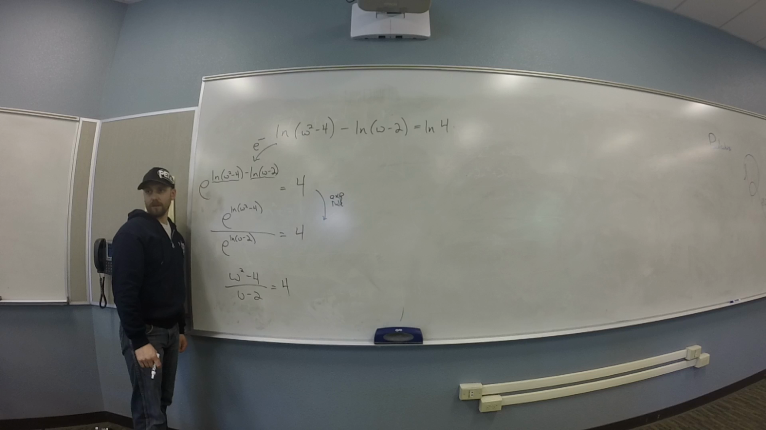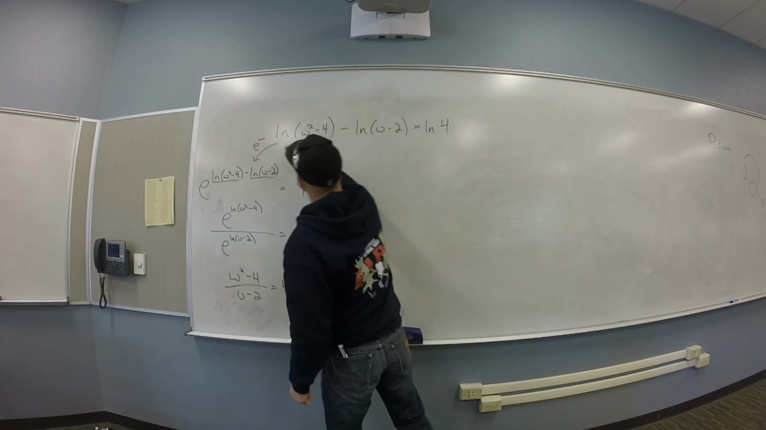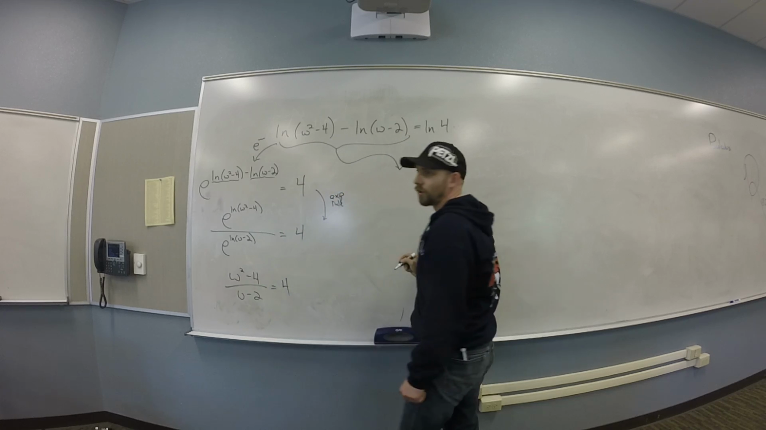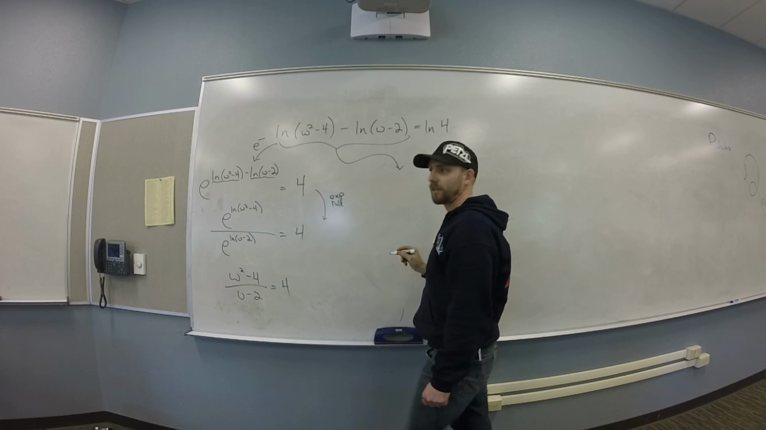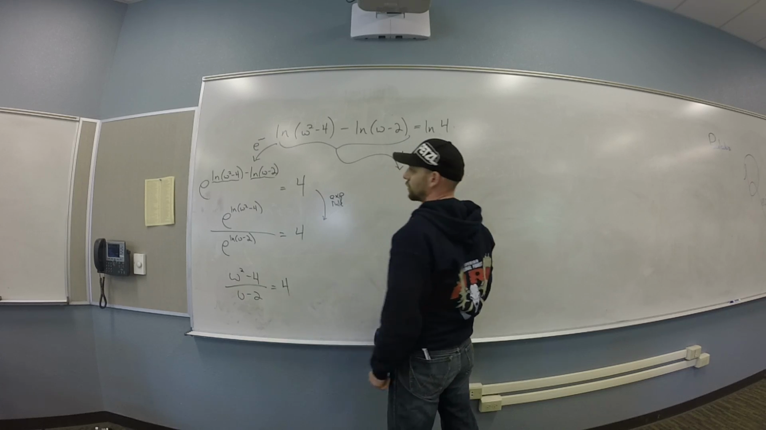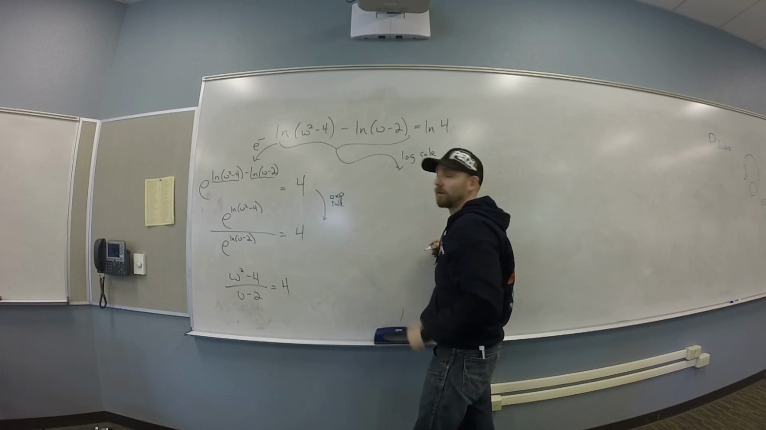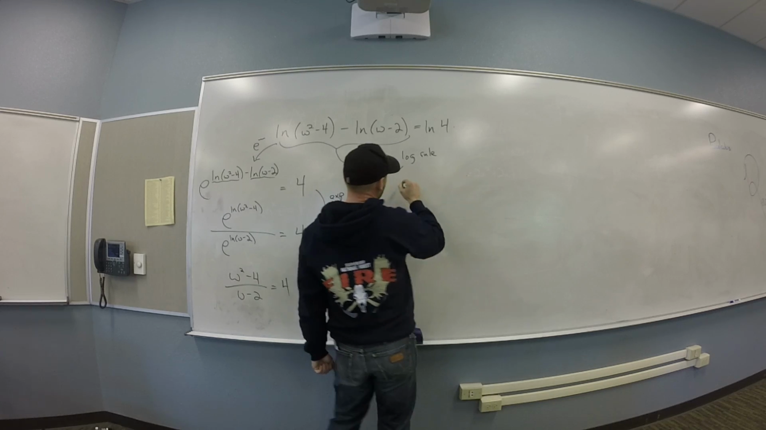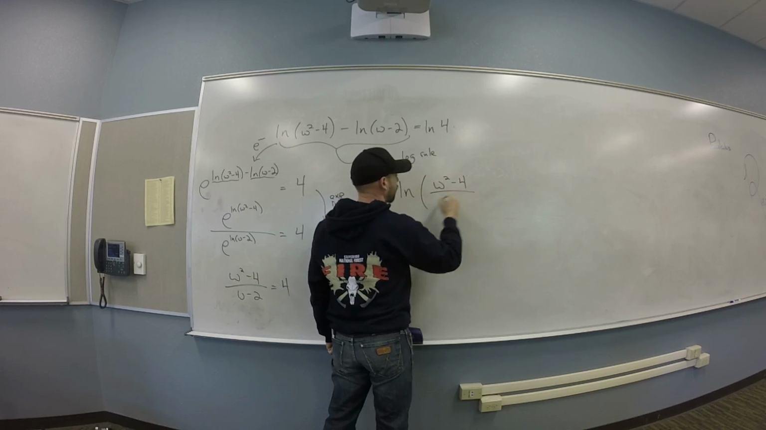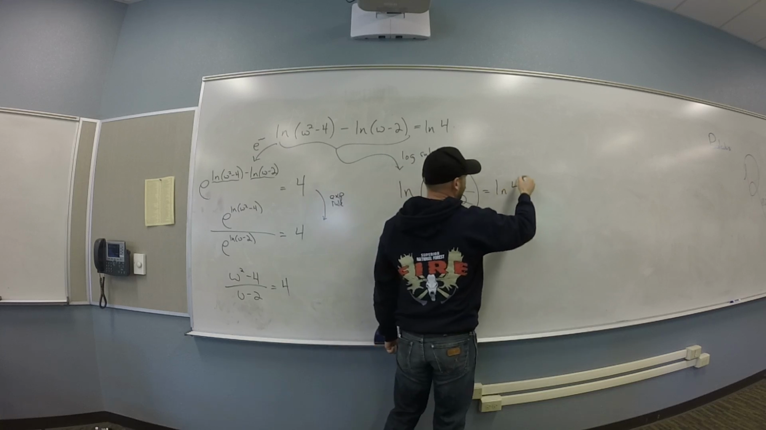So what's the other way? The way I would suggest is that you look at this stuff here and say, that's a difference of logs, and I have a log rule for stuff like that. So instead of using an exponent rule later, you can use a log rule now. That'll get you to the natural log of w squared minus 4 over w minus 2 equals the natural log of 4.